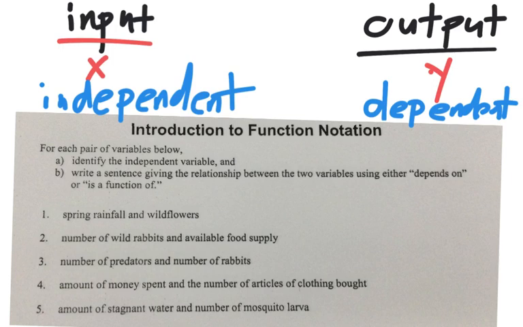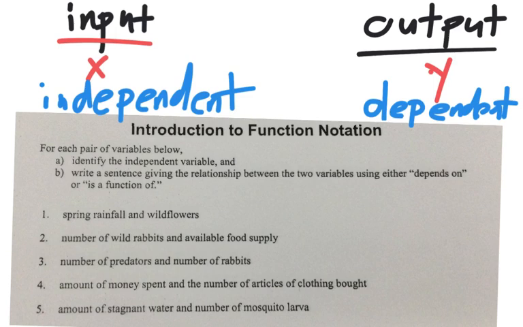So if I look at number 1, these are 2 different variables, spring rainfall and wildflowers. One of these variables is independent. The other one is dependent. How can you tell which is which? The easiest way I've ever found to do it is I say 2 sentences out loud. And whichever sentence makes more sense to me is the way that it is set up.